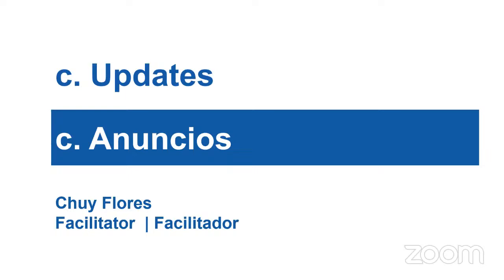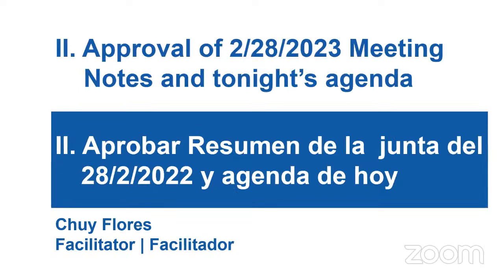Unless there are no other agency updates, let's move on to our next agenda item. For this item, like all our other meetings, we're asking for an approval of last month's meeting notes and tonight's agenda. We do want to flag there are a few unnamed folks who provided comments in last month's meeting notes that we weren't able to identify.